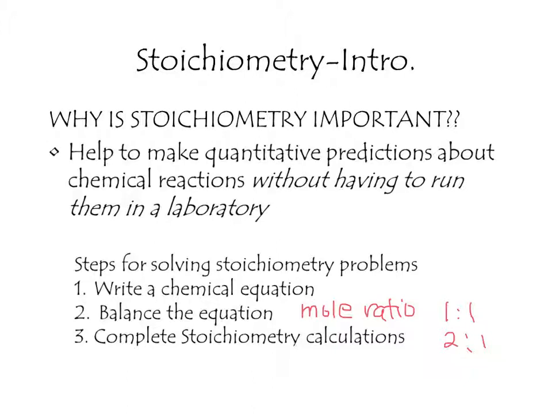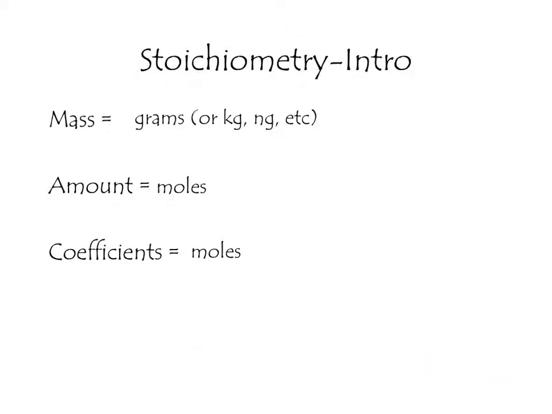So let's go ahead and start talking about the first step in doing stoichiometry. But before we do that, my bad, we actually have to know certain terms. The first term is mass. Mass is always in grams. If you see kilograms or nanograms, you have to do a conversion. Amount means moles. And the coefficients.